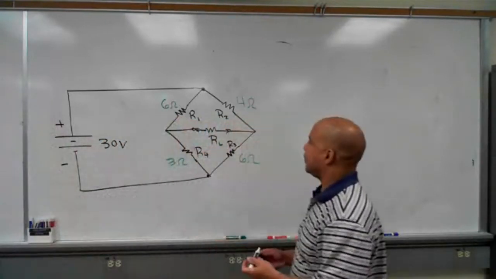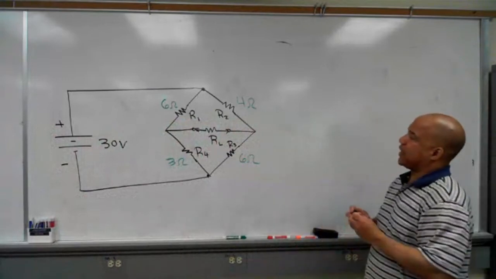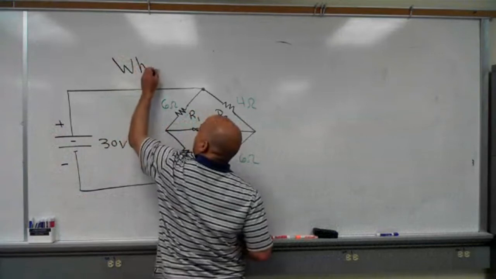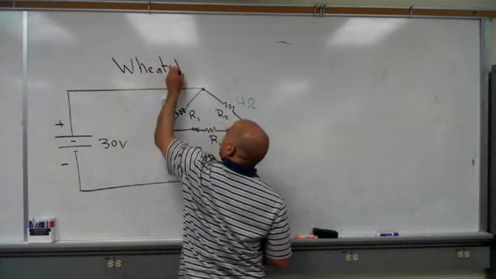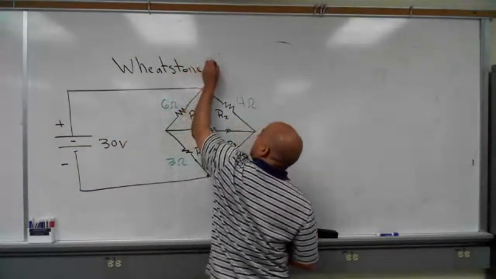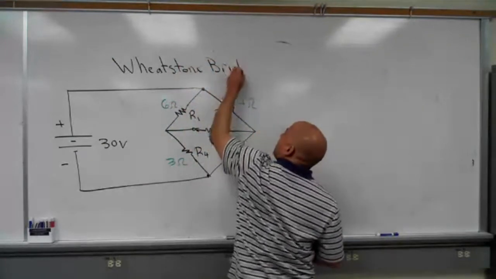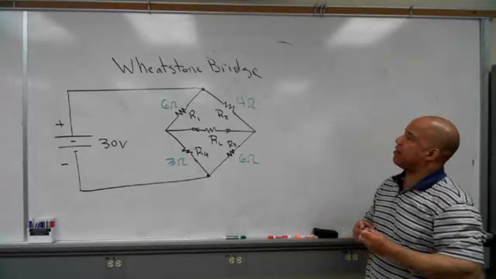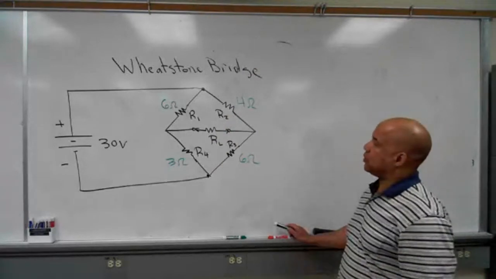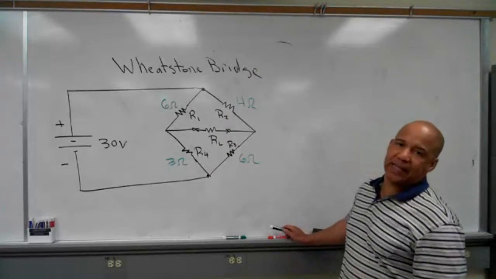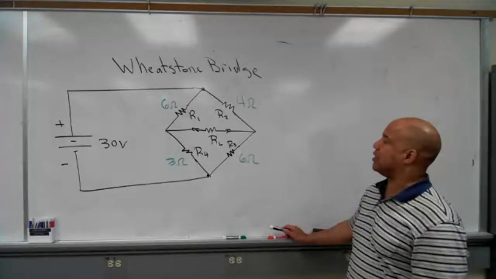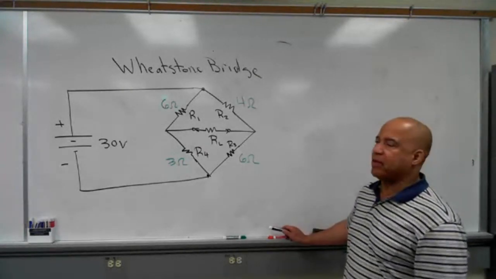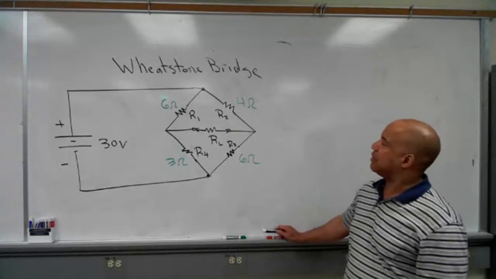All right, there you go. So this is a Wheatstone Bridge. And again, this circuit is very, very important. It's used in a lot of different places, but mainly in something called instrumentation or anytime you want to have what we call a set point. You'll use something like this.